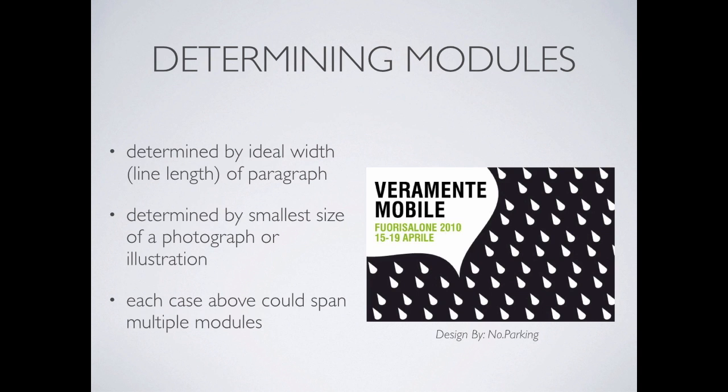So when I define whatever my grid module should be, I want to make sure that I understand what that length of line really is and what's comfortable to read. Right? I don't want to make the grid too small such that I need more.